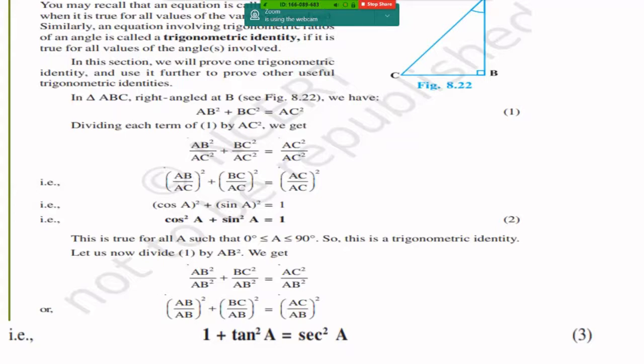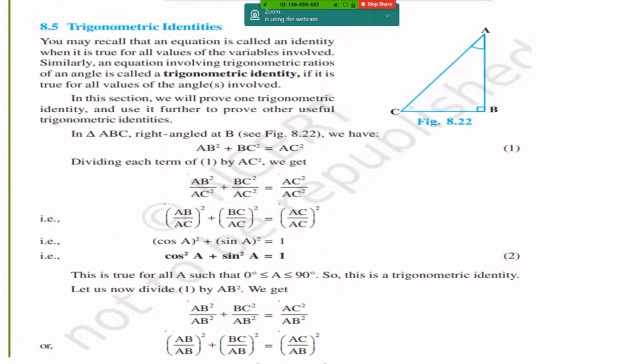Wherein all values of A between 0 to 90 degrees will give you the value of 1. You can always check it out yourself, like cos square 30 plus sine square 30 will give you 1. Cos square 45 plus sine square 45 is going to give you 1. So this is a small proof that's given in your textbook. Now you need not just look into it, just go through it. That is enough. You need not prove the identity. These are all called standard identities. And actually we are going to use these in proving the other identities.